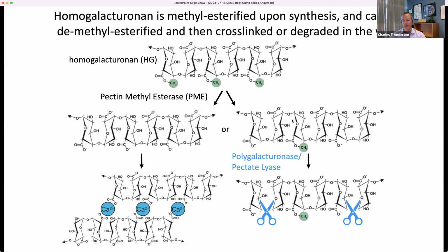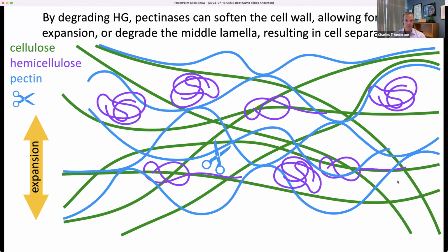Or if the methyl ester groups are not completely removed, allowing for efficient cross-linking with multiple atoms of calcium, in some cases the pectin becomes susceptible to cleavage by enzymes called polygalacturonases or pectate lyases, depending on their enzymatic mechanism. I like to think of these as little molecular scissors that cleave pectin in the wall and make it into shorter polymers. So one of our hypotheses is that by degrading the homogalacturonan, these pectinases can soften the cell wall and allow for the cell to expand more efficiently, or potentially degrade the middle lamella, like we were just talking about, and that results in cell separation.